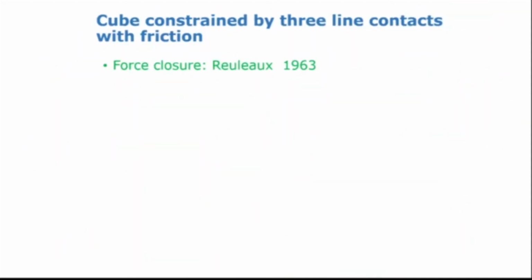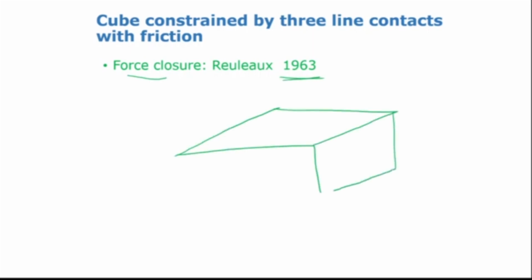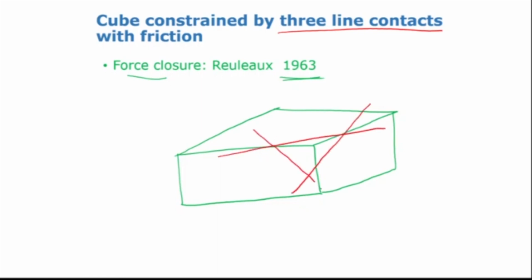And for example, this is the example he also gave. So this was invented first by Renault in 1963, a very long time ago. If you take a cube, okay, this is a cube, and we are holding it by 3 line contacts. So a cube constrained by 3 line contacts with friction. One line is like this, one line is like this, and one line is like this.